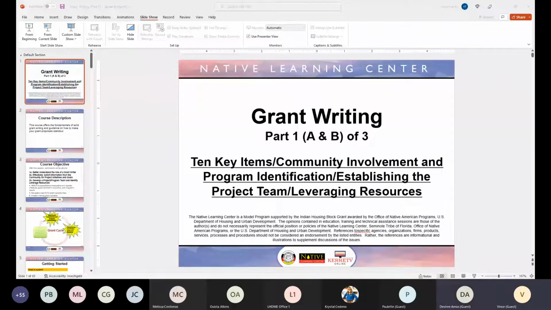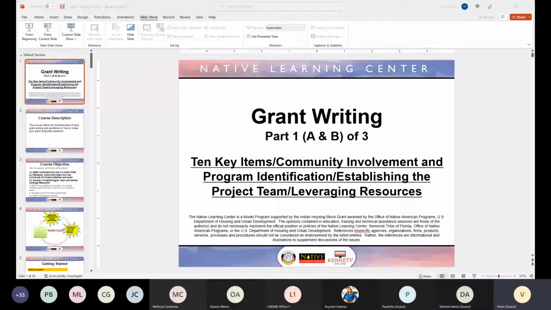Here's the first slide of the first PowerPoint presentation. Just as I said, we're going to be touching on 10 key items, including community involvement, as we just had a quick conversation about. Also, program identification. That's part of, what are you trying to do? Hopefully this is where the community would come in, or your leadership, to tell you what's important, what the priorities are of the tribe, of the organization, of the TDHE.